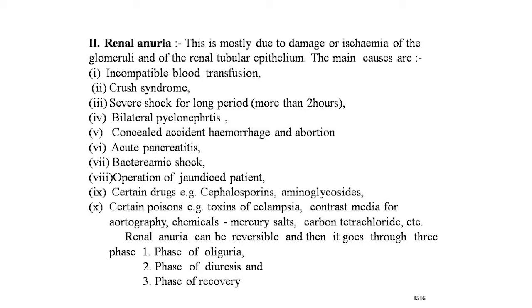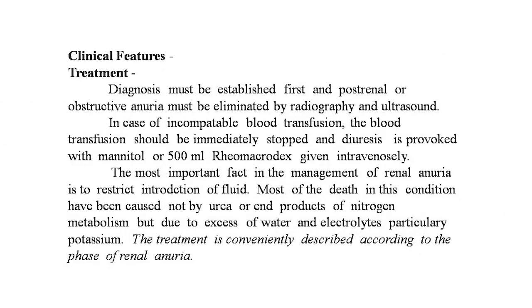Renal anuria can be reversible, and then it goes through 3 phases: phase of oliguria, phase of diuresis and phase of recovery. Now the clinical features: the patient passes dark urine of a constant specific gravity of 1.010, or it is found on catheterization. The patient becomes anorexic with hiccup. Gradually the patient starts vomiting, which becomes copious and effortless. These are the symptoms. Now the treatment: diagnosis must be established first, and post-renal or obstructive anuria must be eliminated by radiography or an ultrasound.